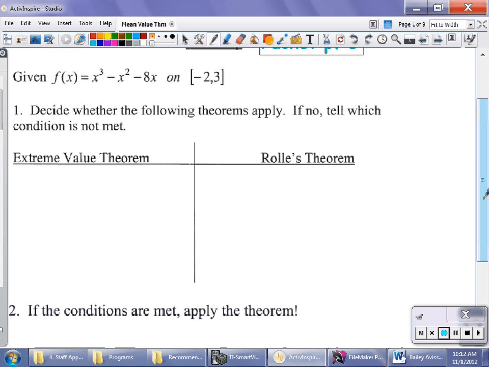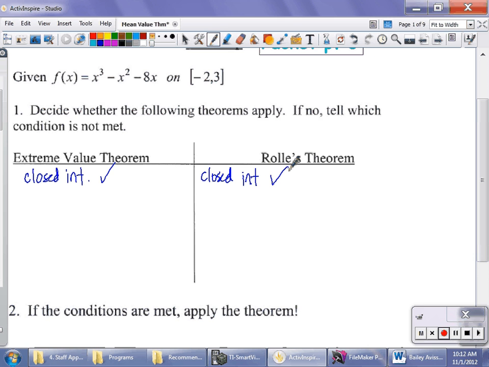So the extreme value theorem, remember, has two conditions. You have to have, number one, a closed interval. So the first question is, do we have a closed interval? That's yes. And this is in common with Rolle's theorem. You also have to have a closed interval. So check, check.